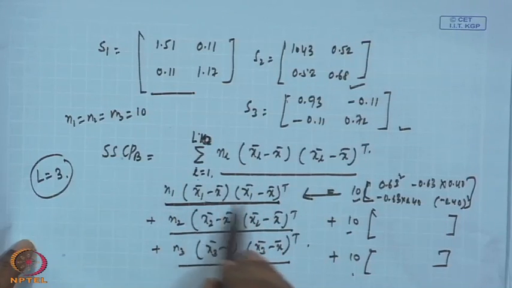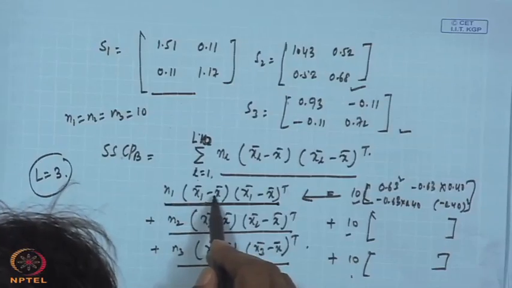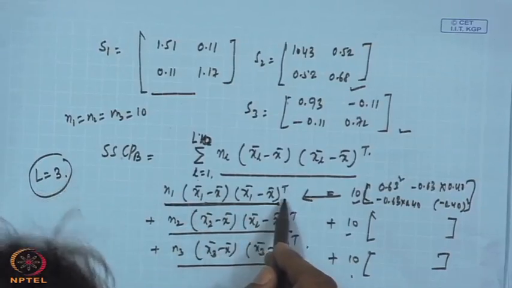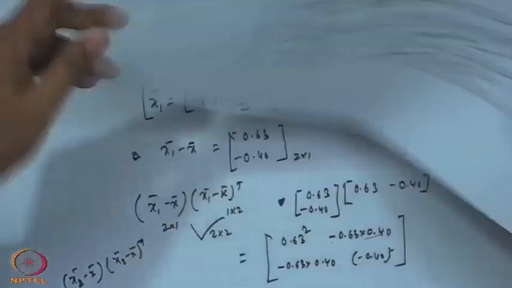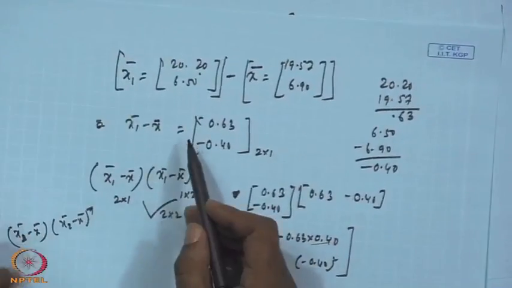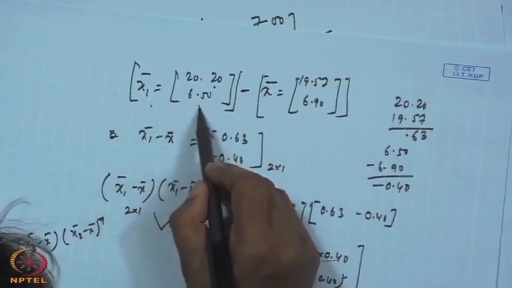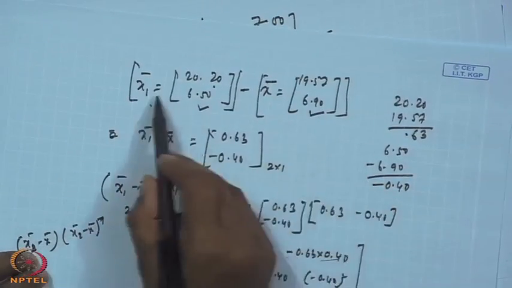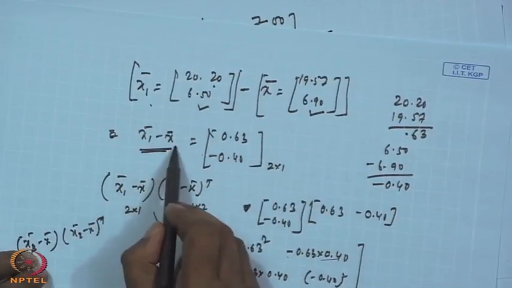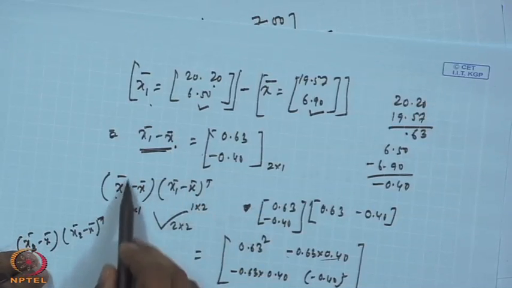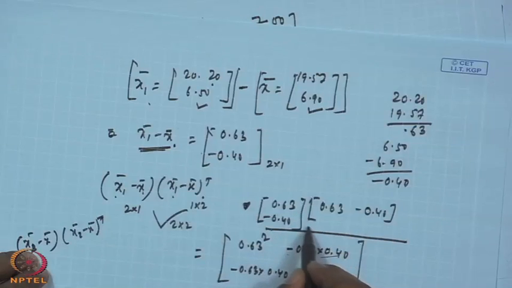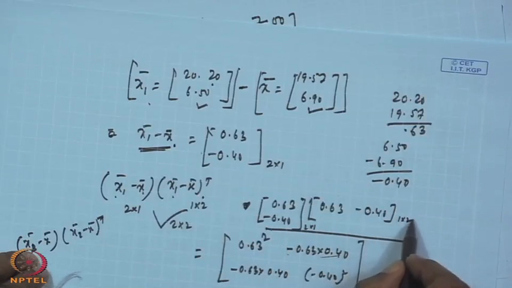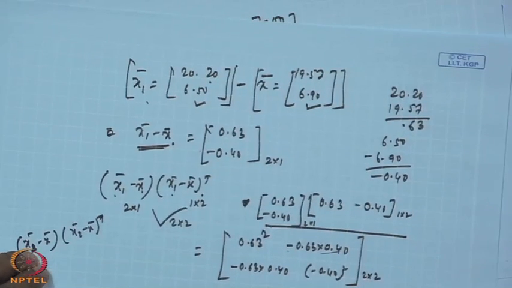How are we computing this x1 bar minus x bar, x1 bar minus x bar transpose? That one computation formulation I have shown you. This formulation is like this. First, your x1 bar is this, x2 bar is this, the difference will give you x1 bar minus x bar. Then x1 bar minus x bar and its transpose, this is what you have written. So, it is a 2 cross 1 matrix, this is a 1 cross 2 matrix, you will be getting a resultant 2 cross 2 matrix.